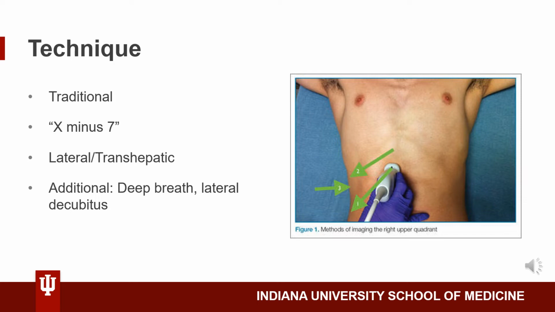And then finally, there's the lateral or transhepatic view, in which case arrow number 3. So in this view, you would actually use the liver as an acoustic window to visualize the gallbladder from the side. And then a few more tips and tricks. If these 3 aren't working, you can try all 3 of them again by having the patient take a deep breath, or you can have the patient lay on their side in the lateral decubitus position.